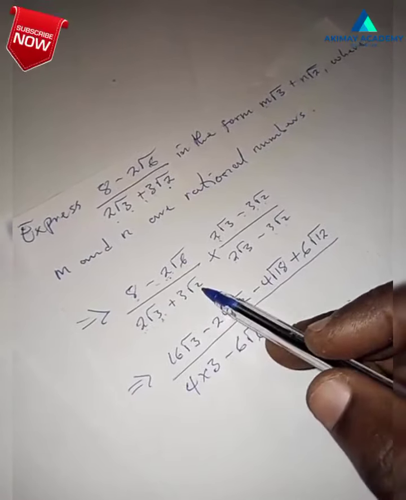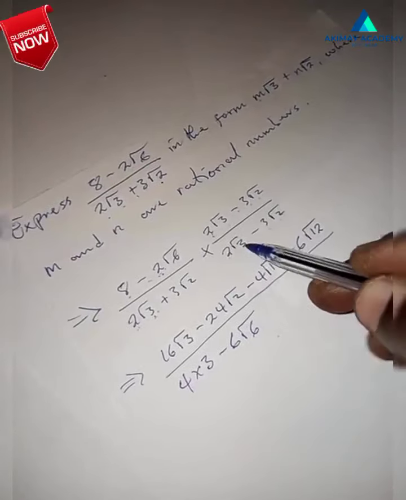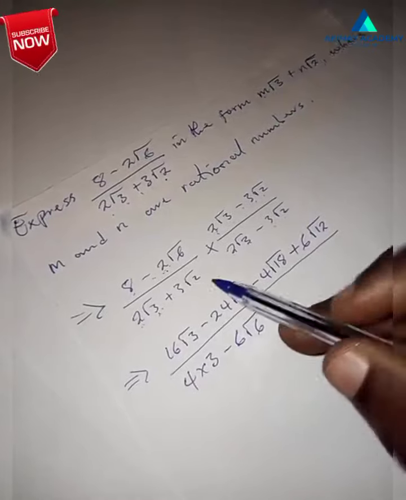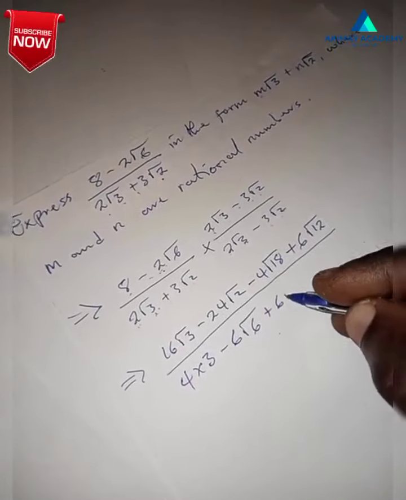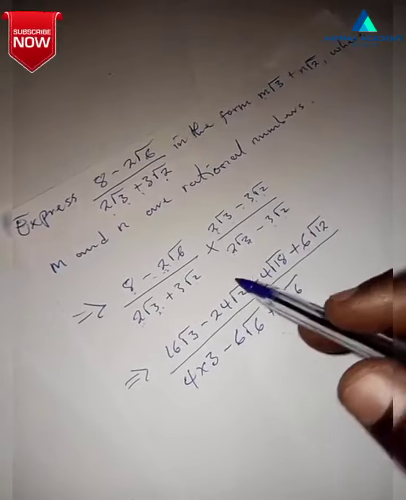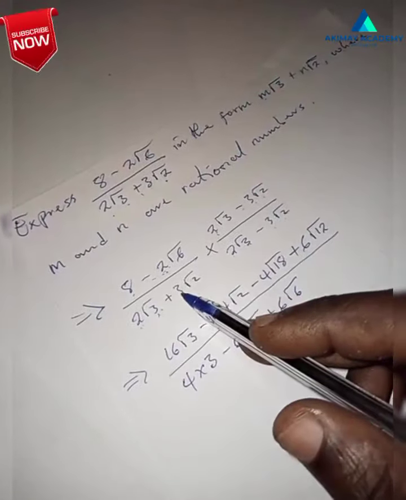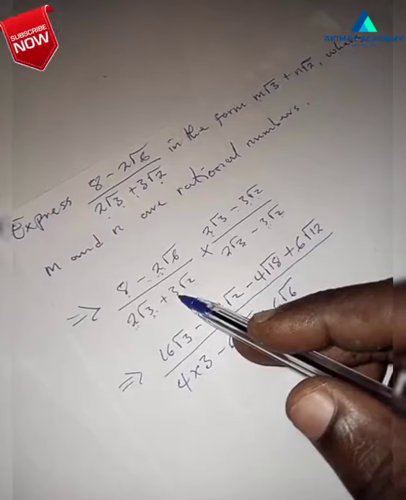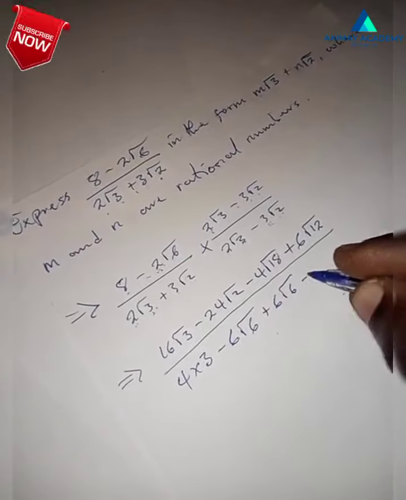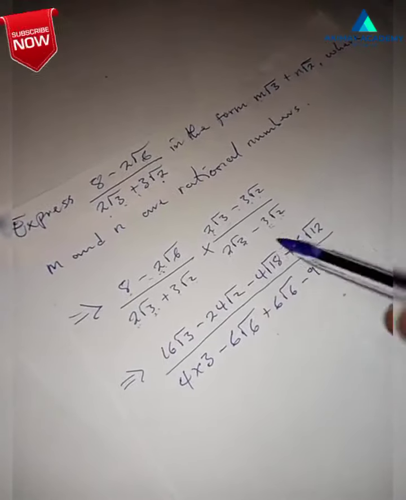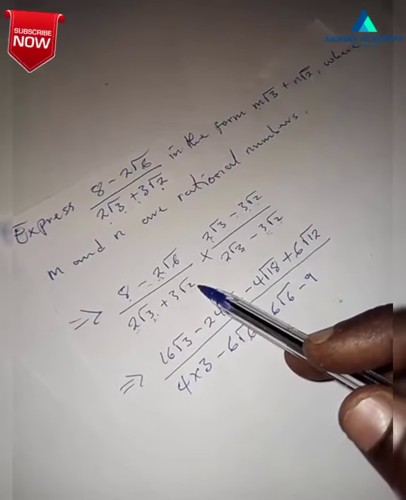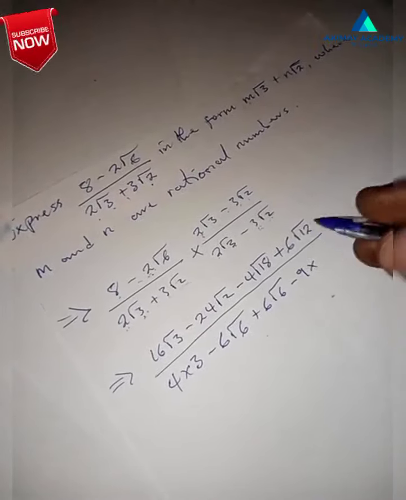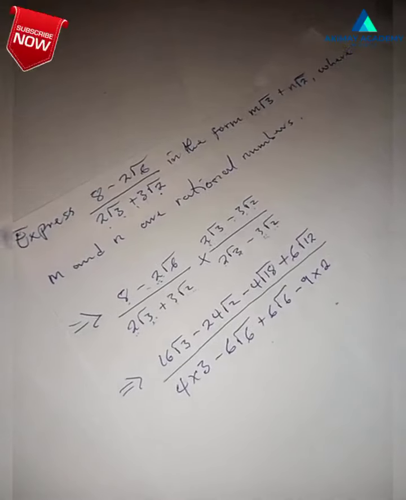So let's come here. 3 root 2 times 2 root 3. So 3 times 2 will give us 6, plus 6. Then root 2 times root 3 will give us root 6 as well. Then let's come to the last part. 3 root 2 times minus 3 root 2. So 3 times minus 3 will give us minus 9. Then root 2 times root 2, because the values under the radical signs are the same, will give us a straight answer of 2.